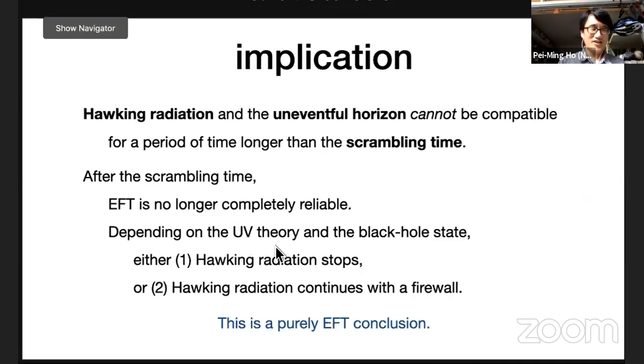So as I was saying, logically, it's possible that your UV theory would give you Hawking radiation without a firewall, because I don't know anything about UV theory. So in principle, that's a logical possibility. But if you want to say that information is preserved, we do not really rule out that possibility by the effective field theory. So I'm only giving this much. I don't really know, but that's a good question.